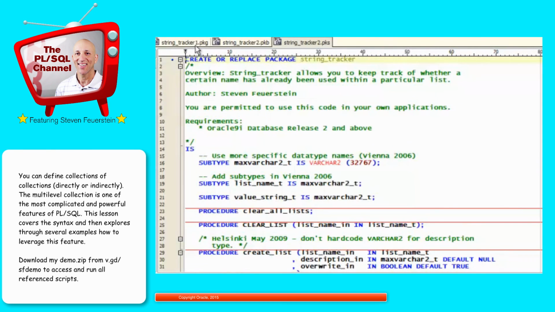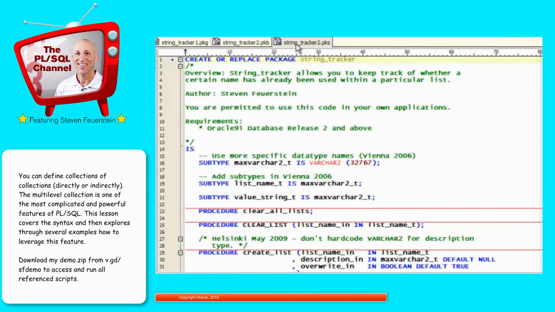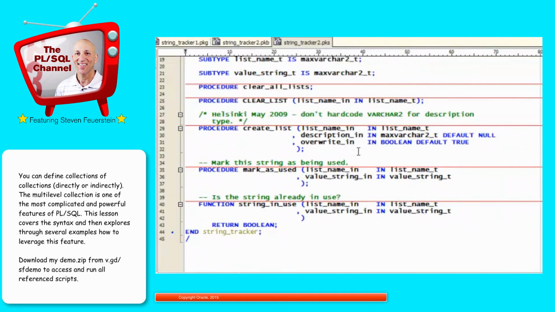Now in the original version of my package, all I did was say mark the string as being used in the list. Is the string in use in the list? But if I have multiple lists, lists within lists, then things get more complicated. So I'm going to go back to my package specification. And I'm going to extend my API.